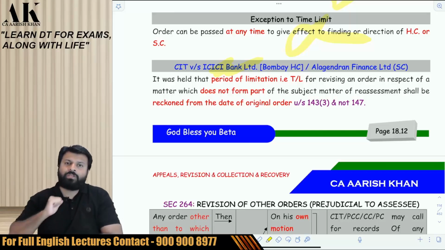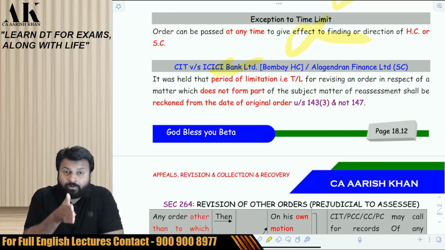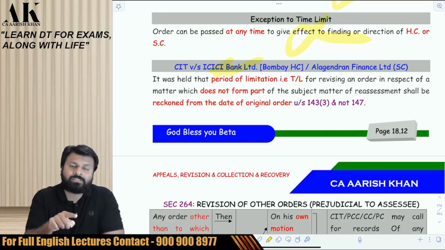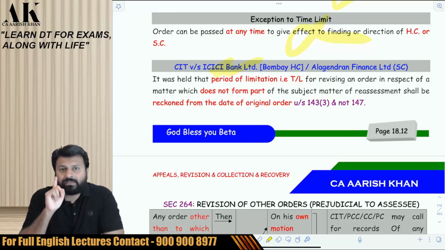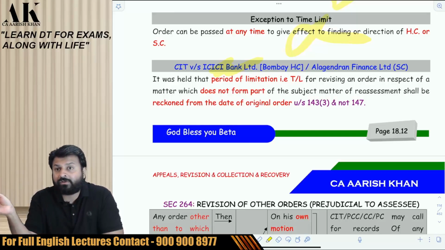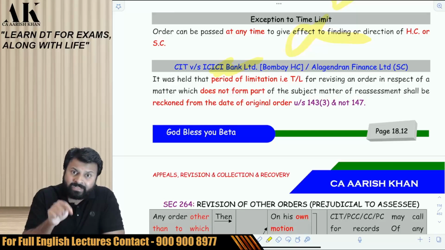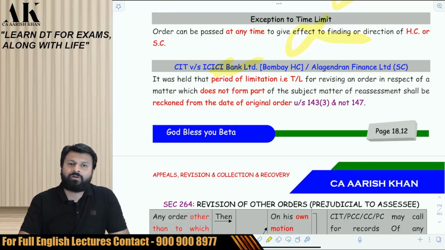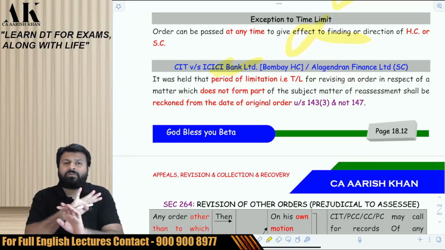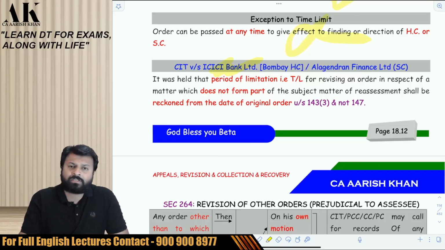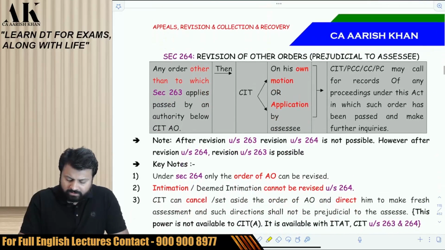So the time limit of 2 years will be counted from where? From the 147 order or the original order? The question is this. So the Supreme Court as well as the Bombay High Court has held that the time limit of 2 years will be counted from the original order, because here the AO wishes to revise the original order and not the interim order which was passed under 147. And therefore, 2 years lapse from original order, and therefore the CIT cannot revise the order under section 263. This is what section 263 is all about.